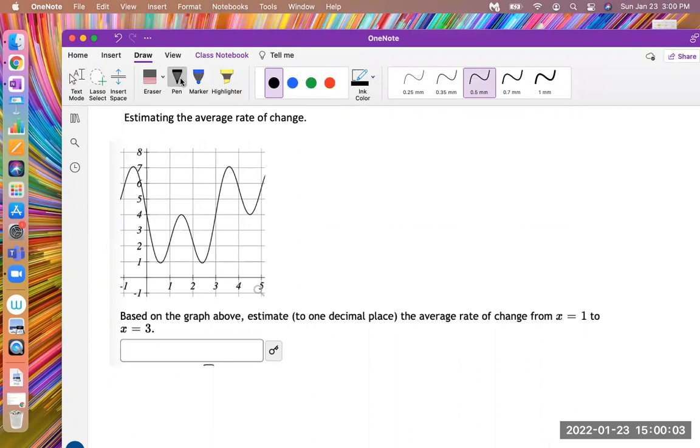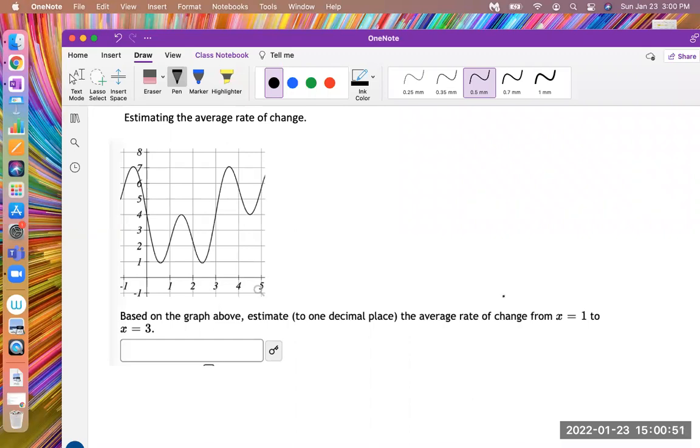Now, whenever somebody says average, I automatically start thinking slope. So let's look at this. Based on the above graph, estimate to one decimal place the average rate of change. Rate of change is really the phrase that invokes slope to me. Rate of change: so much of this for so much of that. So to calculate a rate of change, I need to calculate the slope.